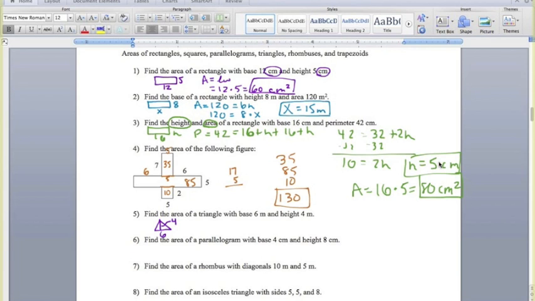Okay, base is 6 and height is 4. And when we talk about the height of a triangle, we're talking about its straight up and down height, not on a slant. Our area of a triangle formula is 1/2 of base times height.